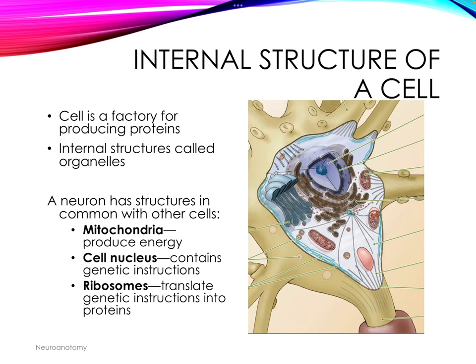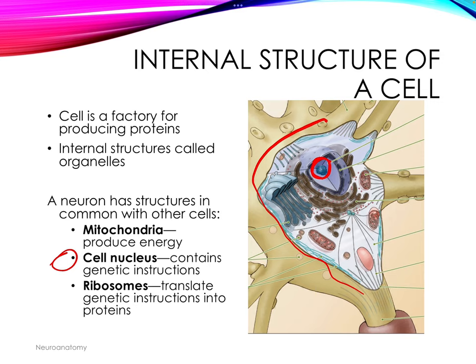Now, when we look at the internal structures of a cell, many of you are probably very familiar with the cell body and internal structures of a typical cell. The cell is a factory for producing proteins, and all of its organelles allow it to do that. The portion of the cell body that is the nucleus, which is located here, is important. I actually do have it on here, sorry, but I have another slide for it as well.